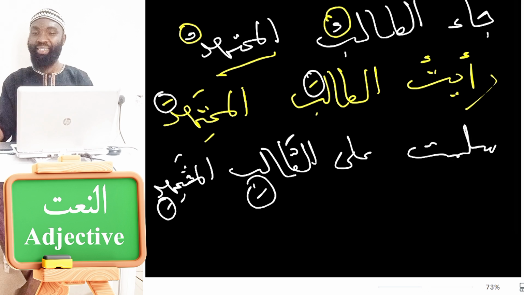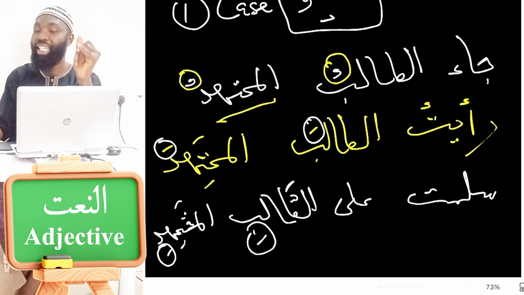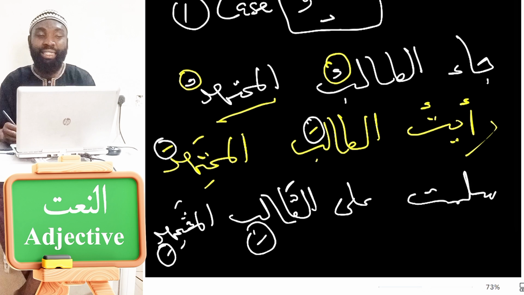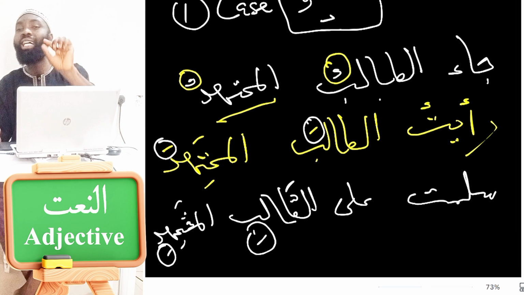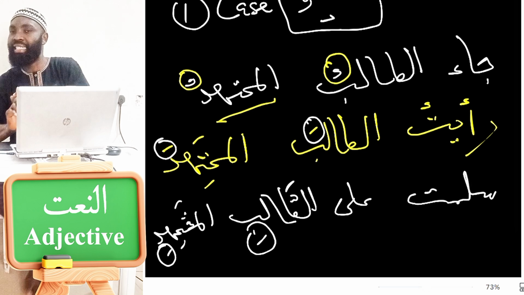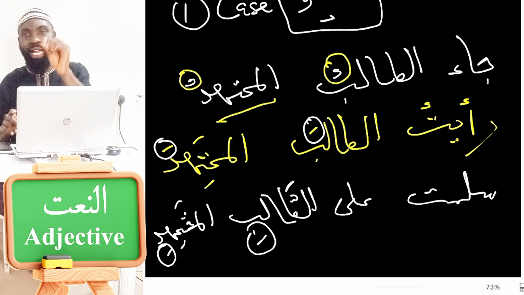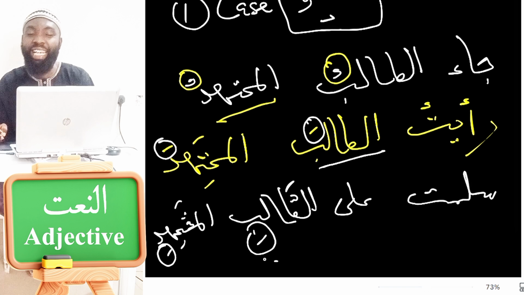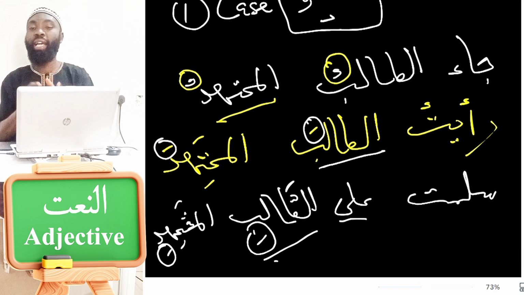This is what we mean by case. The first example, ja'a talibul mujtahidu. Ra'aytu talibal mujtahida. Sallamtu ala talibil mujtahidi. In the first sentence, at-talibu is the subject of the sentence, the performer of the action. Therefore, it should end with dhamma. In the second sentence, at-taliba is the object and it ends with fatha. In the last sentence, at-talibi appears after ala, and because of this, it needs to end with kisra. This is why the adjectives take the same case.